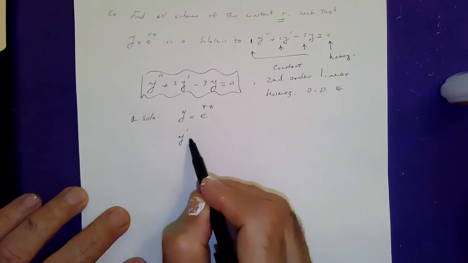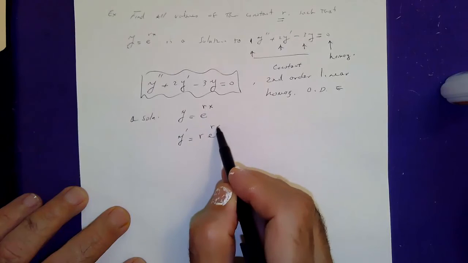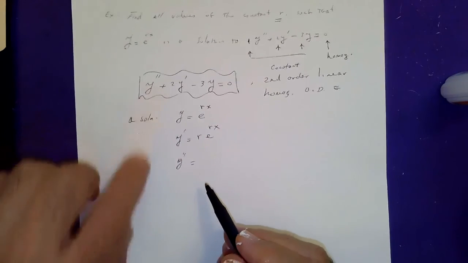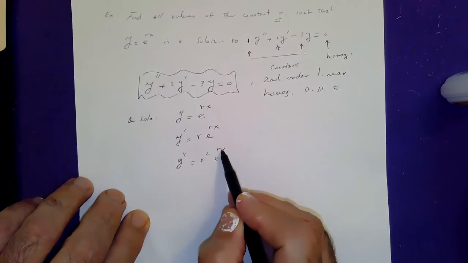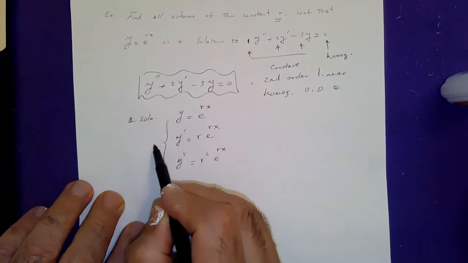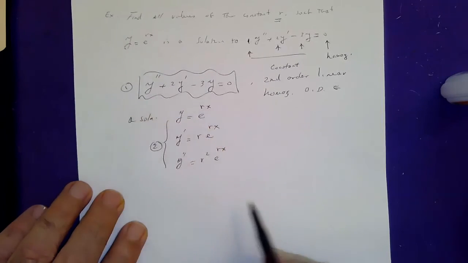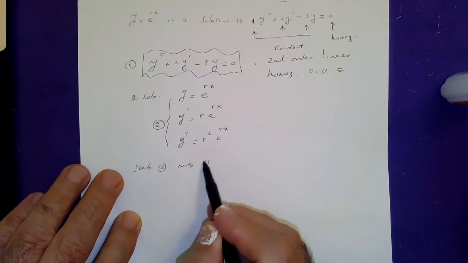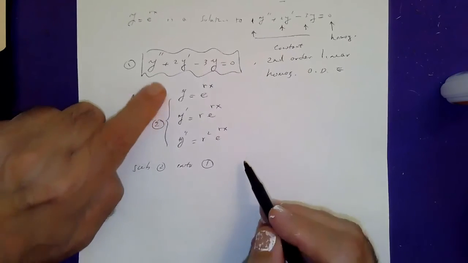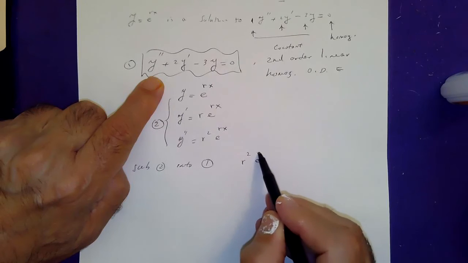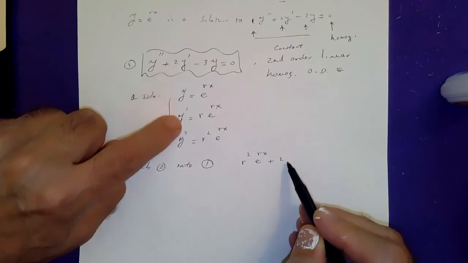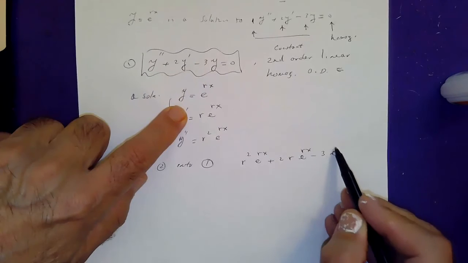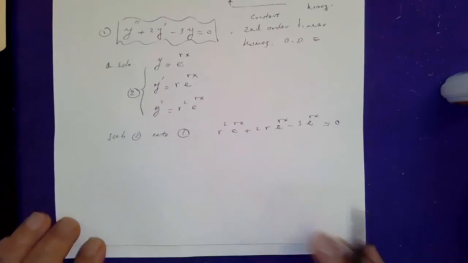So I'm going to take a derivative. Remember, r is constant. So if you take one more derivative, because the highest derivative is 2, I get r squared e to the rx. So this is equation 2, this is equation 1. Now let's substitute 2 into 1 and see what we get. Well, this would be r squared e to the rx plus 2 times r e to the rx minus 3 times e to the rx equals 0.